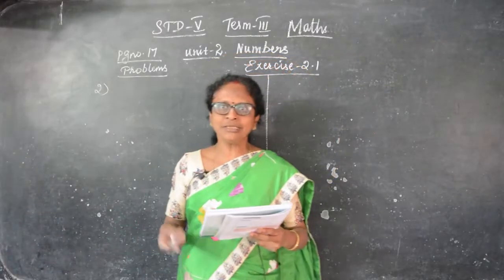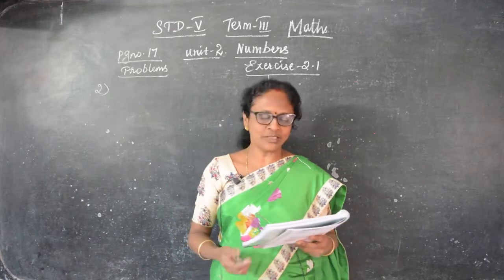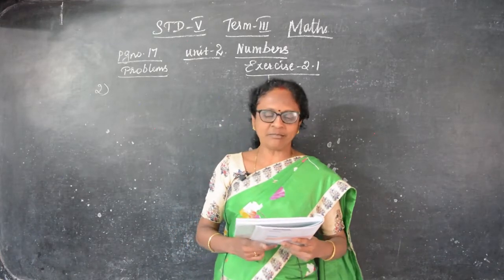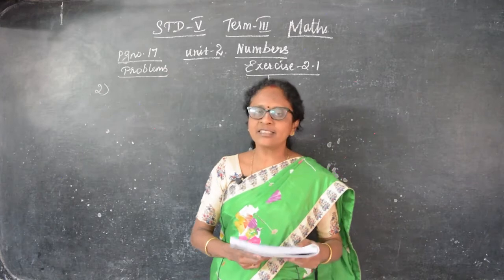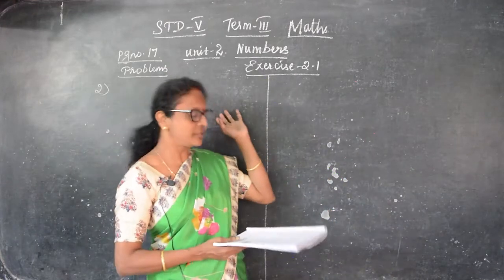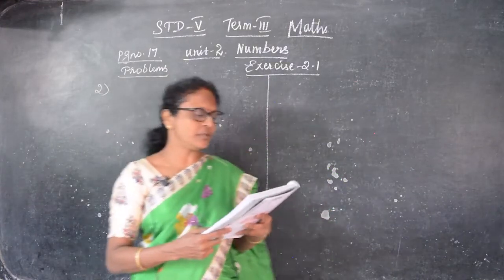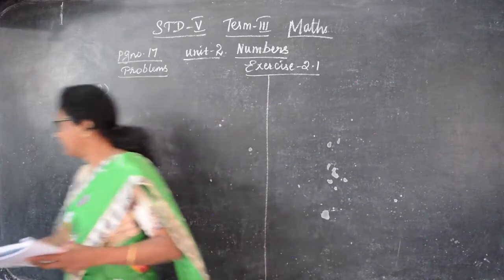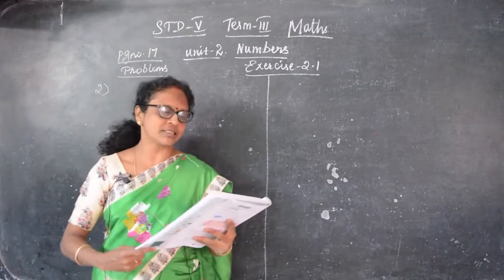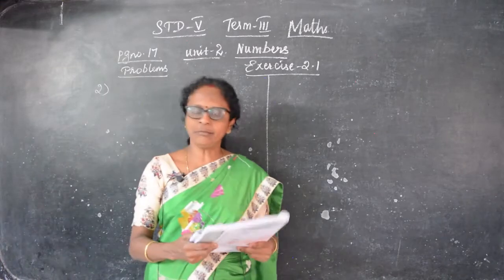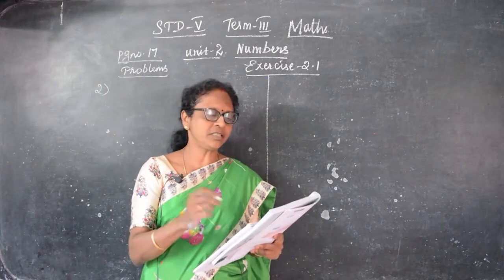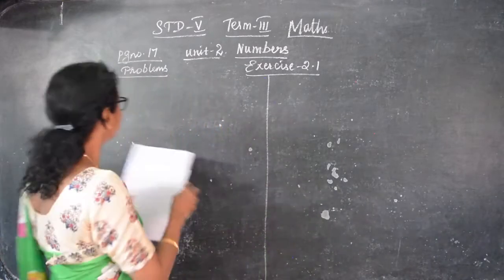There are 27 girls and 38 boys in a class. Find the sum and estimate the sum to its nearest tens place. Okay, so this is exercise number 2.1. The problems we are going to see. There are 27 girls and 38 boys in the class. So you have to find the sum. Sum means you have to add, and estimate the sum to its nearest tens place.